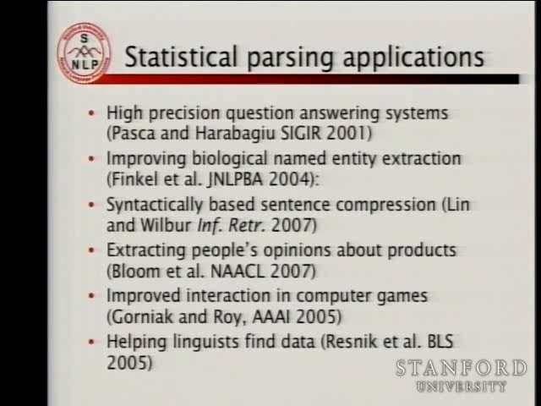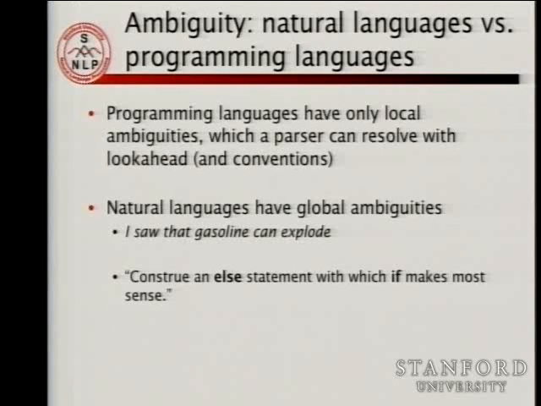Product mining, opinion mining for products. So this is the kind of thing where, if you want to evaluate cell phones and know why people like the iPhone, you want to get some idea of sentence structure so you know what opinions are being predicated of the iPhone and about what attributes of the iPhone, et cetera. Lots of applications. Okay, so we're going to do parsing.